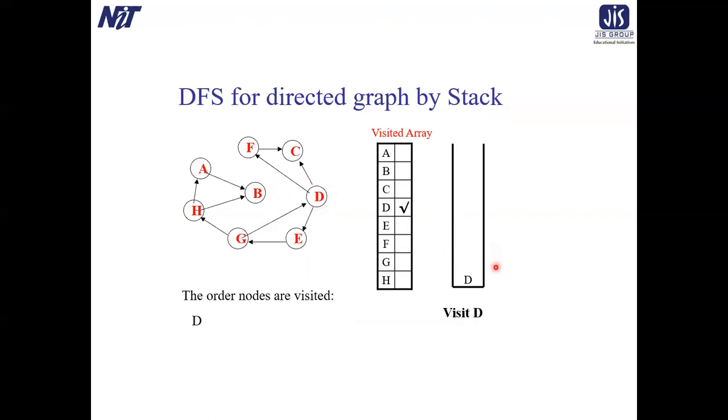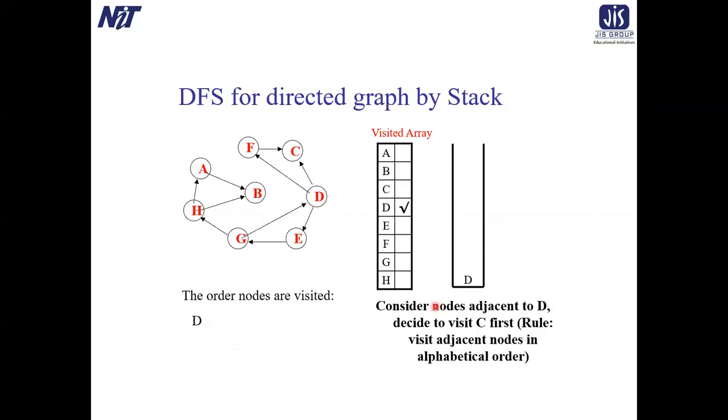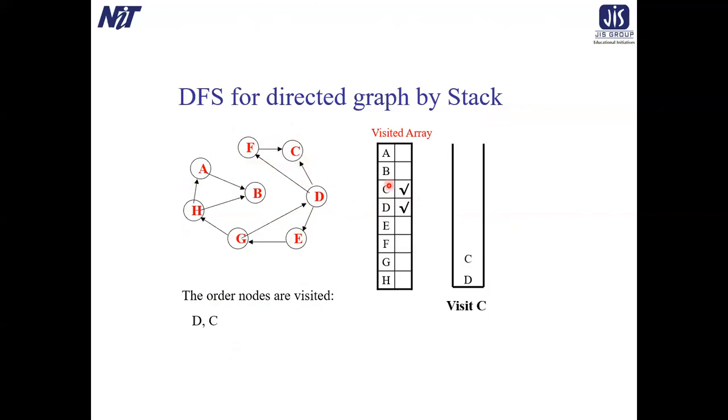So now first D we have to visit. The order in which nodes are visited is first D. So D we have to put into the stack. So consider nodes adjacent to D, and the rule is we have to consider alphabetical order. So what is the alphabetical order adjacent list? That is C, E and F. C, E and F are the adjacent vertices of D, where C comes first as per the alphabetical order. So first C is visited. So we have to put a tick mark and we have to put it into the stack.